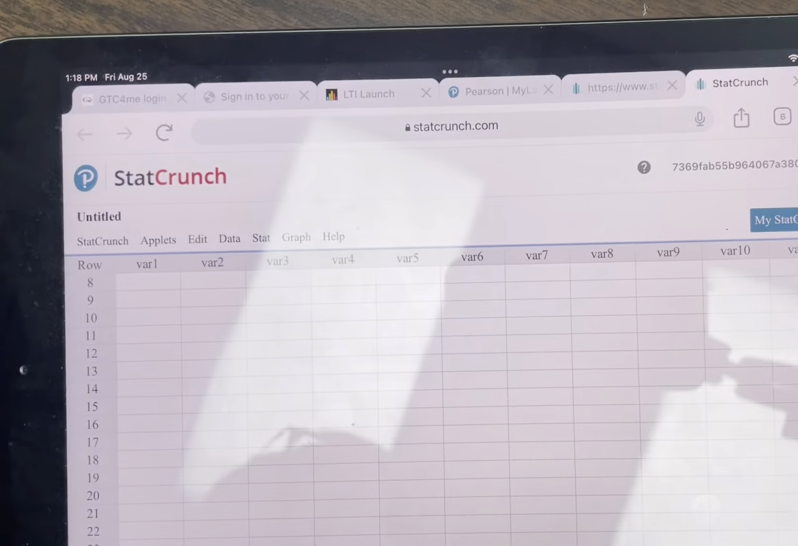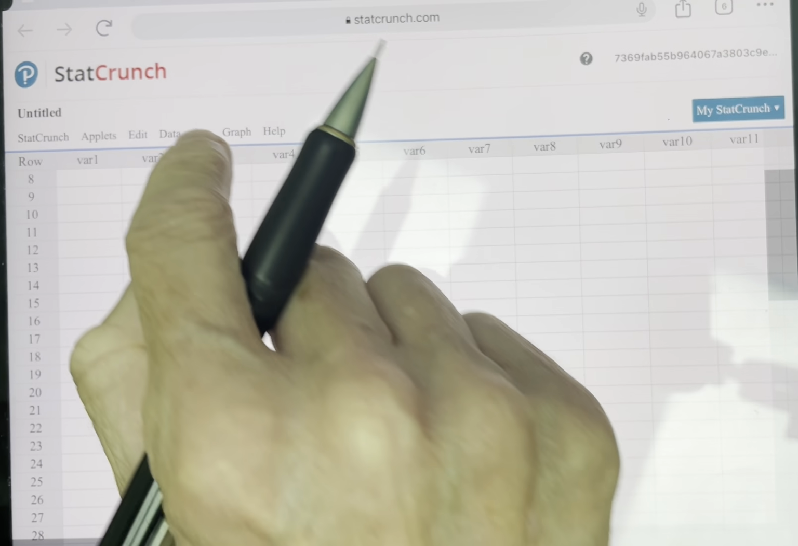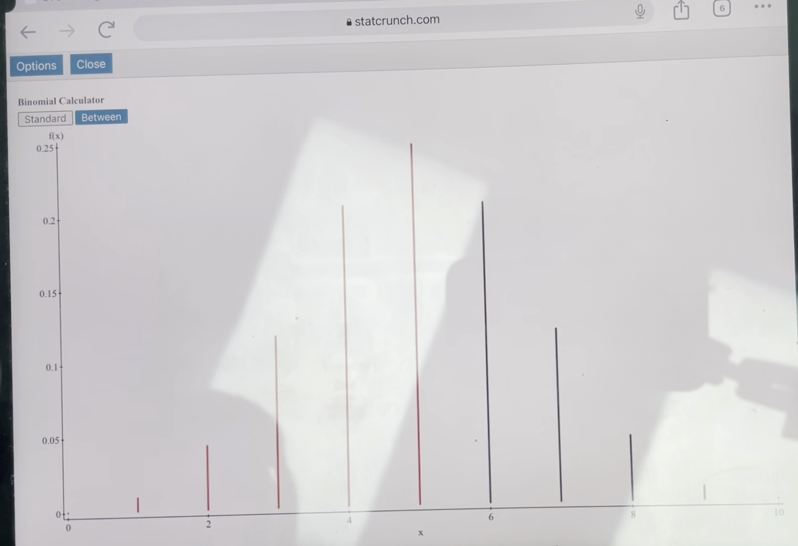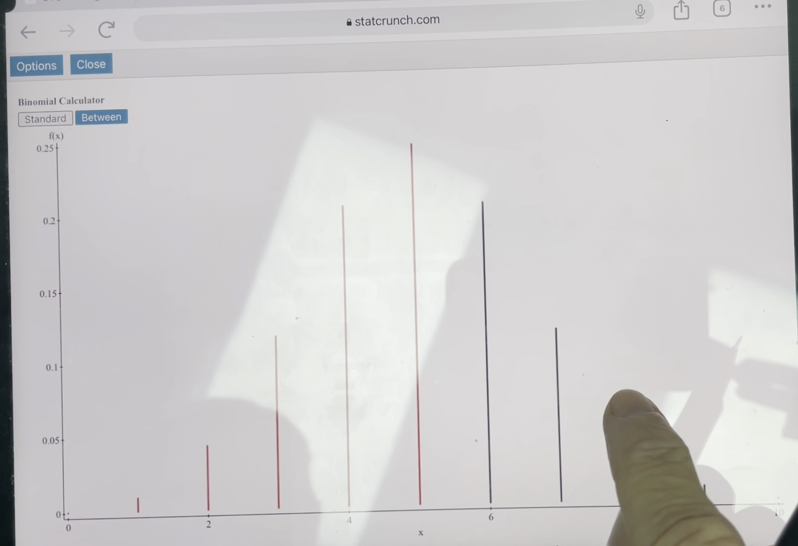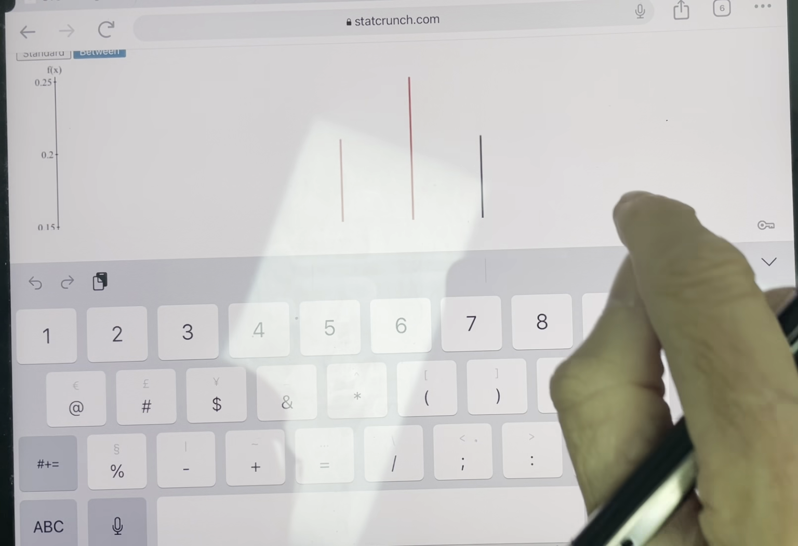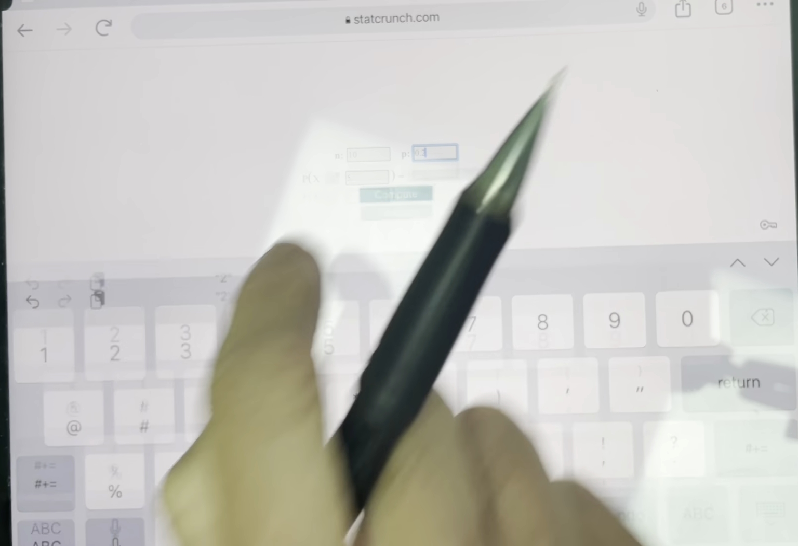Let me pull up StatCrunch for you. I've just opened a blank StatCrunch sheet. I'm going to go to Stat, Calculators, and then Binomial. And there is the default binomial. We're not going to concern ourselves with less than or greater than. We're only concerning ourselves with the shape of the graph. It defaults to 10 trials and to 0.5 as the probability of success. Let's change that to our first one, 0.2, and then press compute.